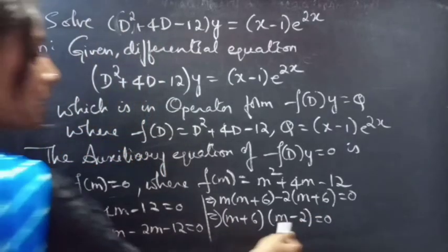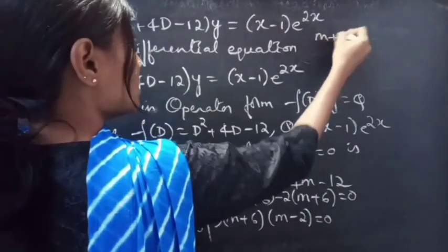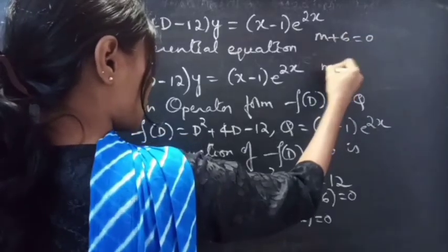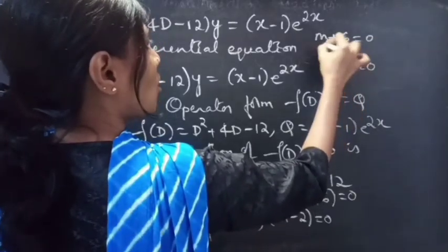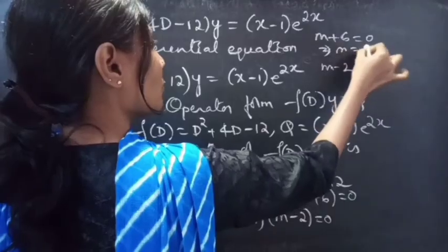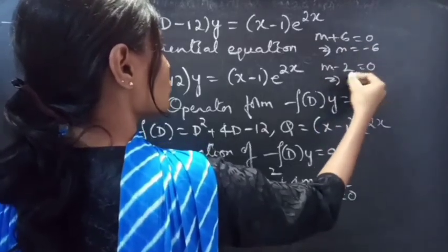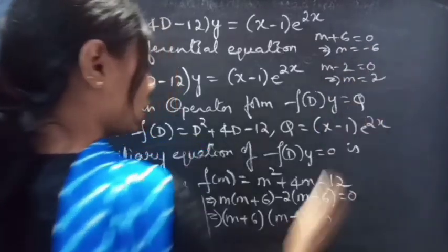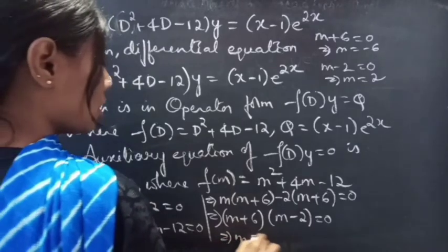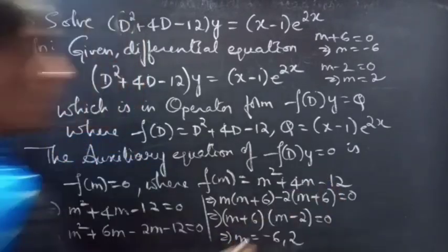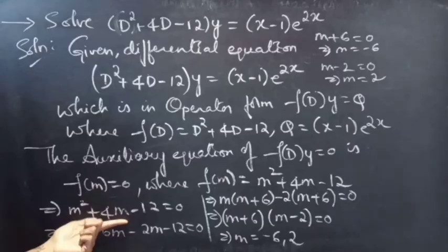Now equate each factor to 0. m + 6 = 0, m − 2 = 0. From m + 6 = 0, we'll get m = −6. And from m − 2 = 0, we'll get m = 2. Right? Then m = −6 and 2 are the roots of our auxiliary equation, which are real and distinct, or we can call them real and different.